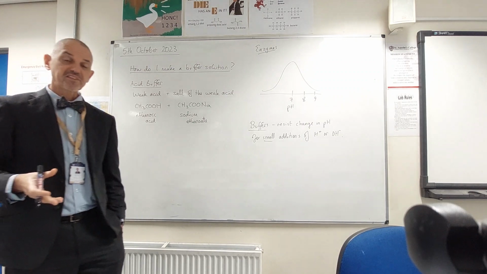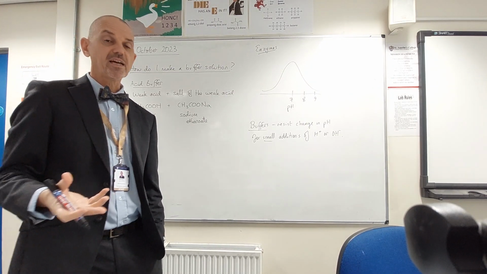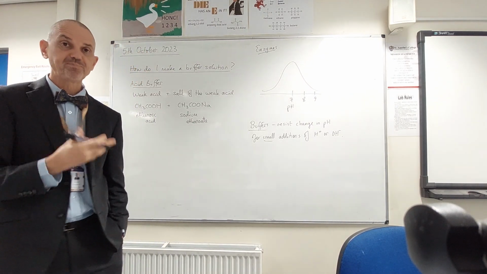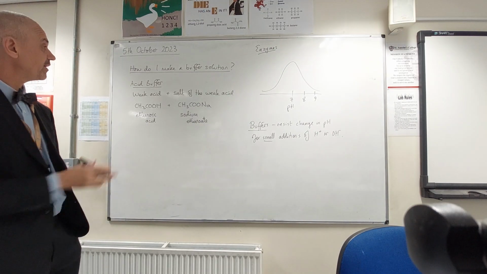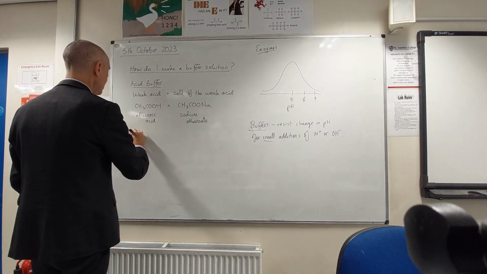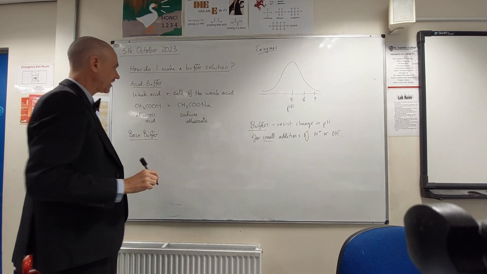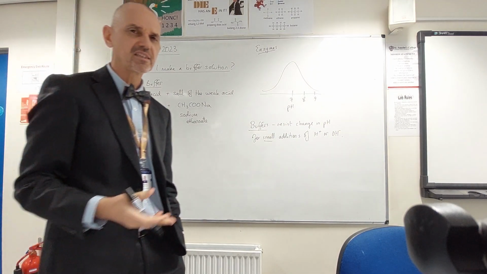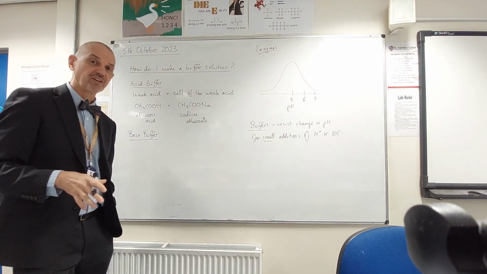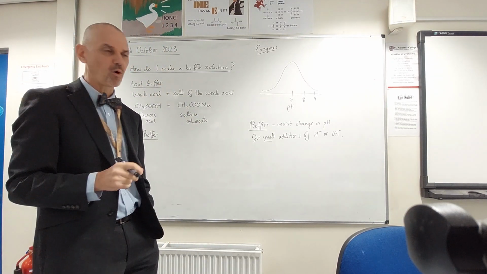So if I take some ethanoic acid, add a couple of spoonfuls of sodium ethanoate, I've got an acid buffer. Weak acid and salt of that weak acid. Now, you don't have to understand the workings of base buffers. We're going to focus all our attention on acid buffers, but you should know how to make one.